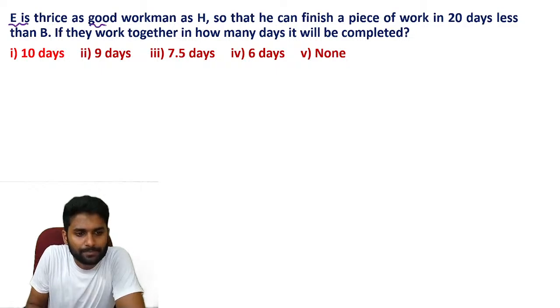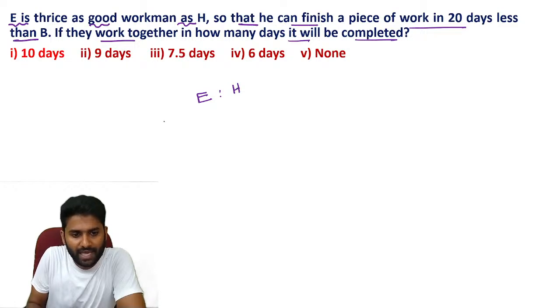E is thrice as good a workman as H, so he can finish a piece of work 20 days less than H. If they work together, how many days will they take to complete it? Now see, comparison, efficiency.